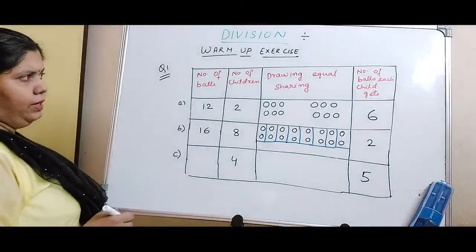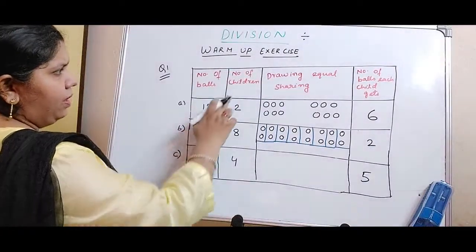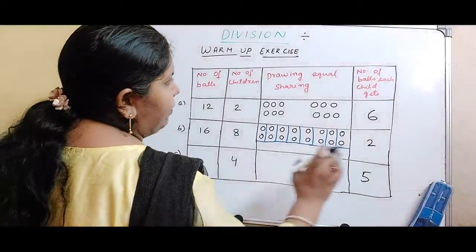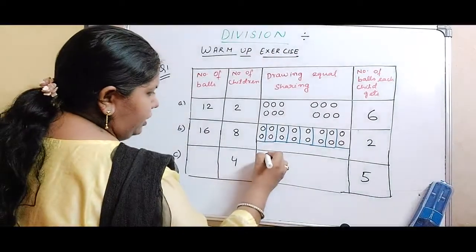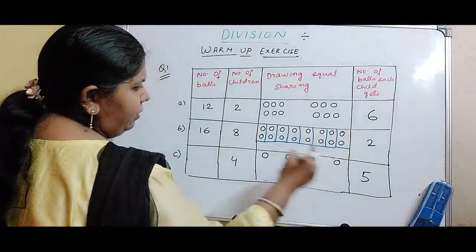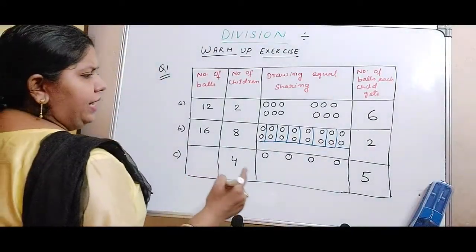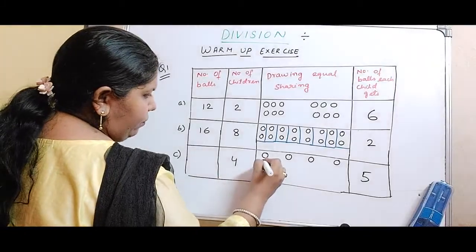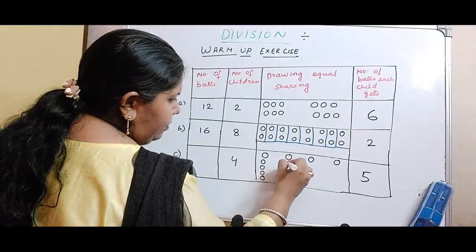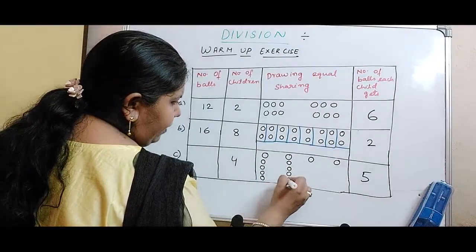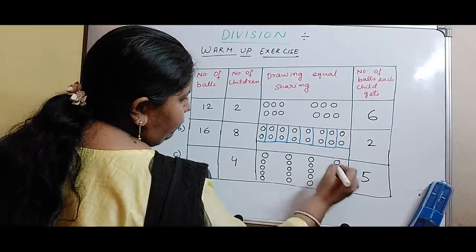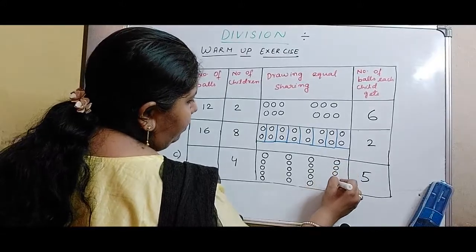In the next question, you have to find the first column. The number of children is given as 4 and each child is getting 5 balls. So please mention here 1, 2, 3 and 4, 4 children. Each child is getting 5 balls, so please count and write 1, 2, 3, 4 and 5. This is the first child. The second child again 1, 2, 3, 4 and 5. Then the third one 1, 2, 3, 4, 5. The fourth child is getting 1, 2, 3, 4, 5.